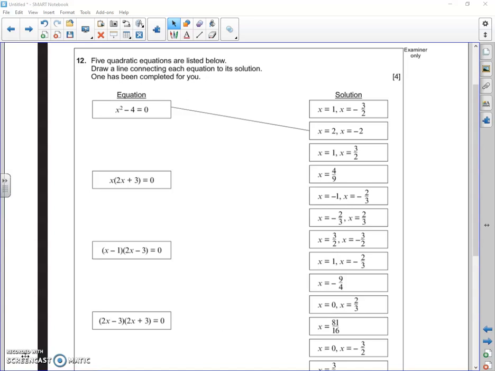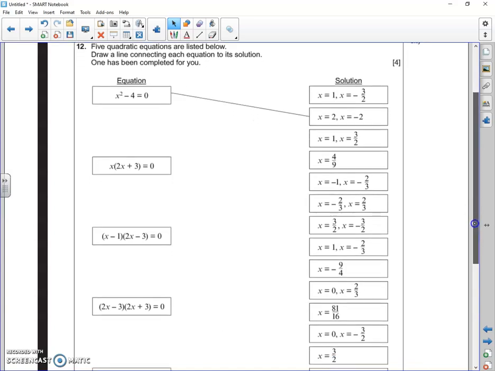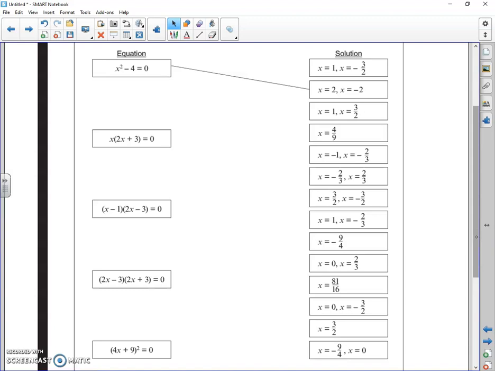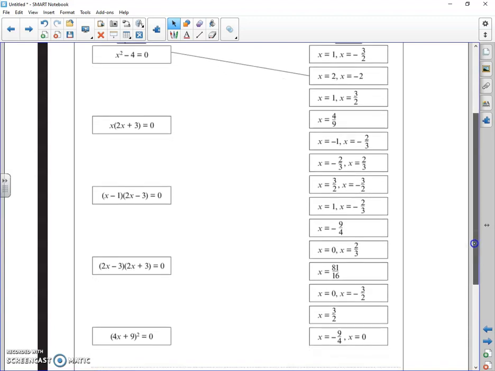So question 12, we've got to find some solutions. Normally you have to factorise and then get a solution, but if you look at our questions here, they've already been factorised, so this should be easy enough. Remember, for all of these we're trying to equal 0, so either the term outside needs to be 0, or the whole bracket needs to be 0.